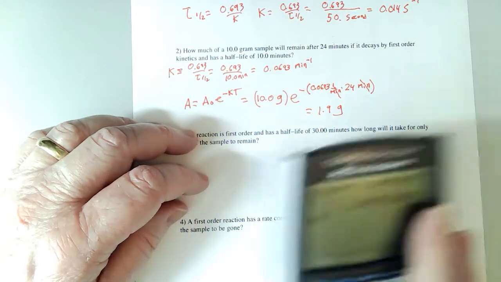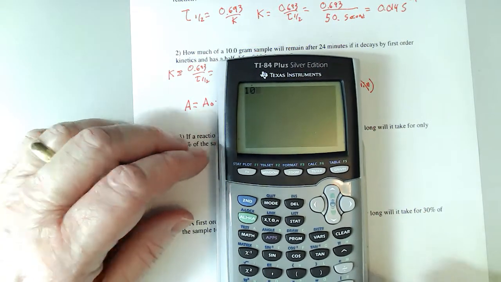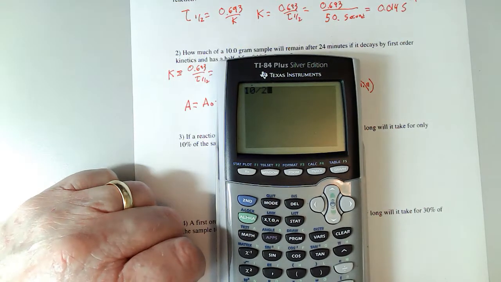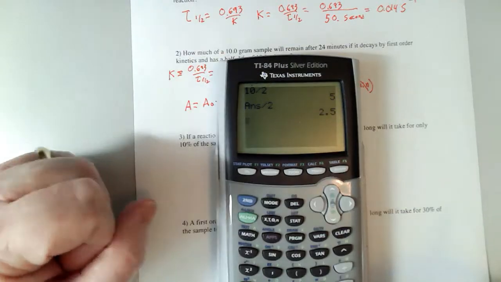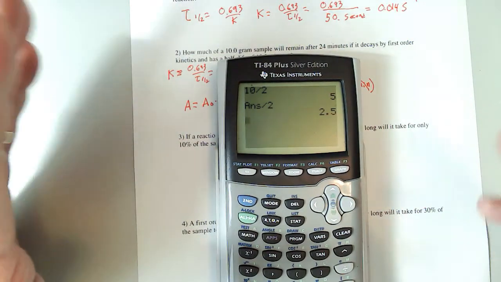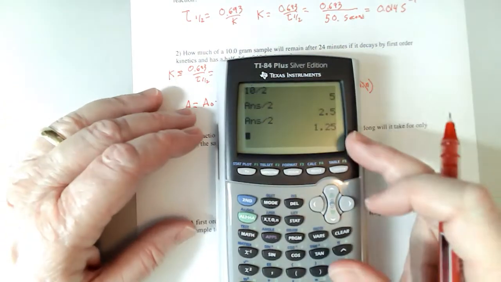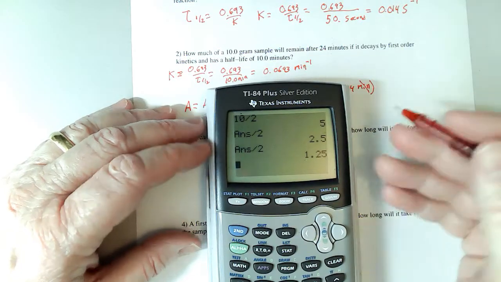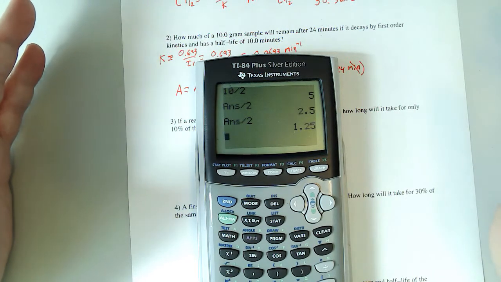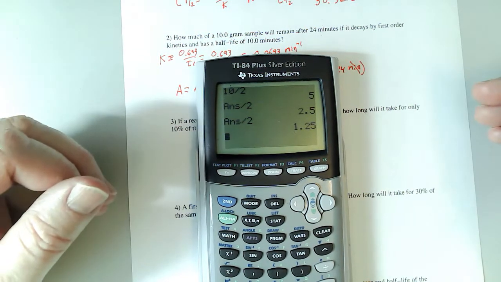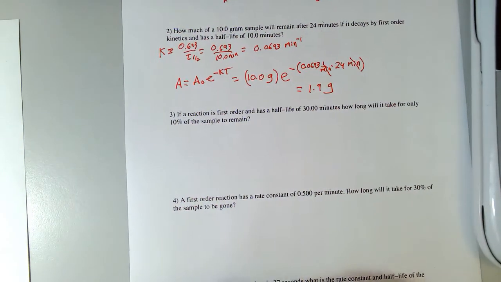That actually makes sense, because I have a 10-gram sample. Half-life is 10 minutes, so divide by 2, that gives me 5. That's 10 minutes down. Divide by 2, that gives me 2.5. That's a total of 20 minutes down. I can't divide by 2 again, because that would mean 30 minutes, which would take me to 1.25. But I'm only going for 24 minutes, so my answer is between 2.5 and 1.25, about 40% of the way there. 1.8 to 1.9 makes sense. 1.9 grams. We're good.